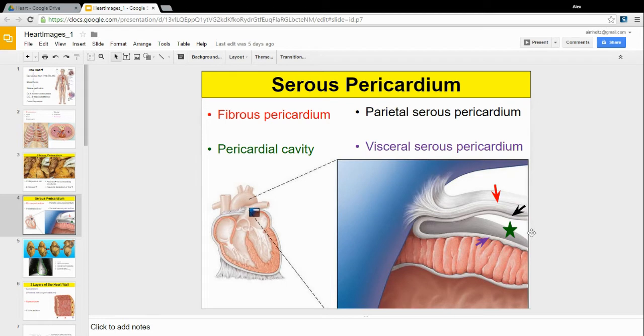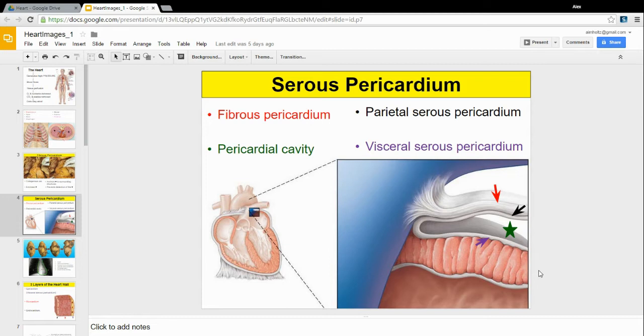Now we want this cavity to be around the heart. Bear in mind the heart is not in this cavity. It's way too small for that. But we want this cavity because this cavity contains pericardial fluid, which is a serous fluid. Serous just means it's made from blood. And we want a fluid like this around the heart because this fluid is lubricating.